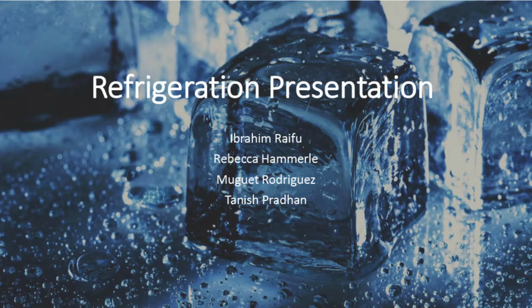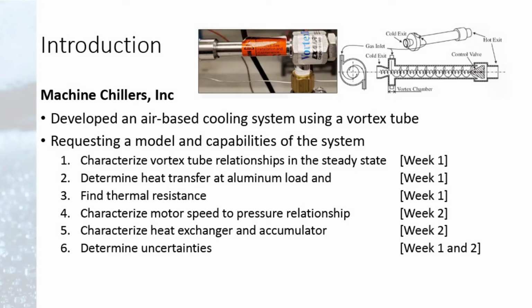This is the refrigeration presentation for Group 4. For this experiment, Machine Chillers has developed a cooling system based on a vortex tube that has air as a working fluid for safety purposes. The team has been tasked with modeling the system and determining its capabilities.